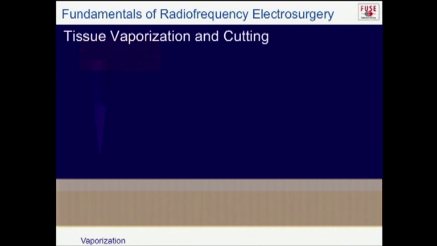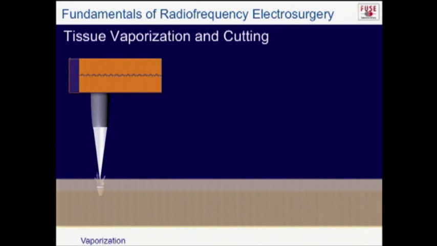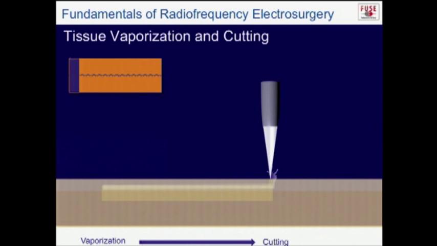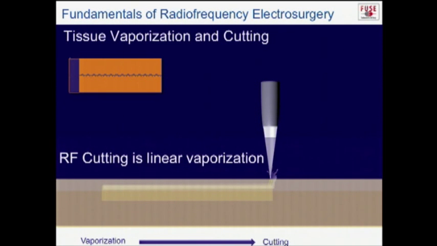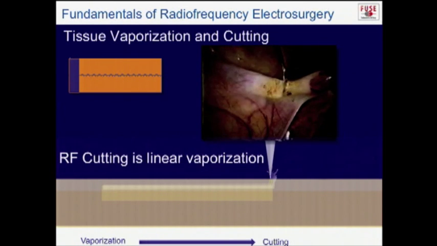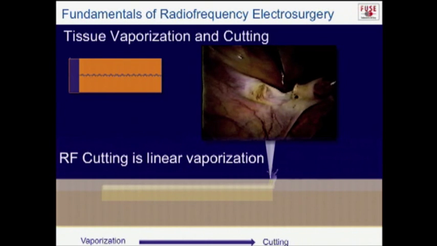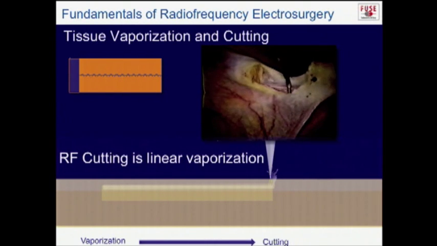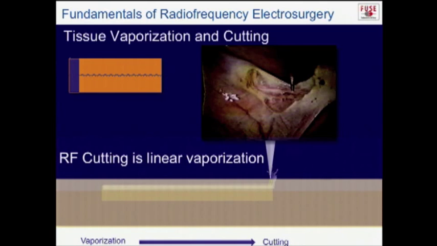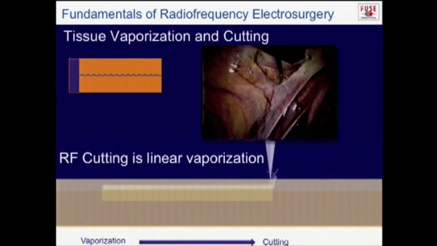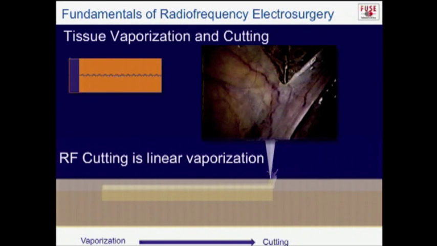So let's go back. Vaporization and cutting. We vaporize. If we get linear extension, we cut. So cutting is linear vaporization. That's all it is. So this video is not showing a hot electrode cutting tissue. It's showing an electrode that's being used to throw energy back and forth between its tip and the tissue. That's what's happening in this video.